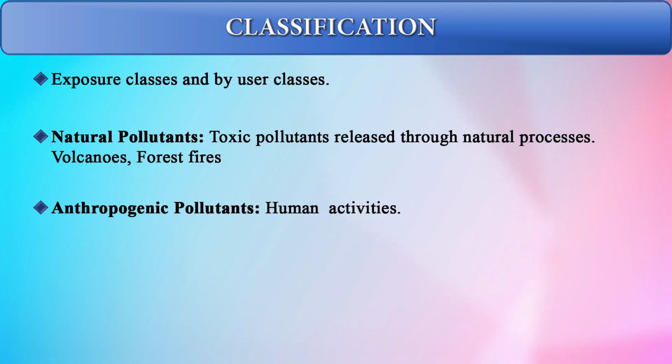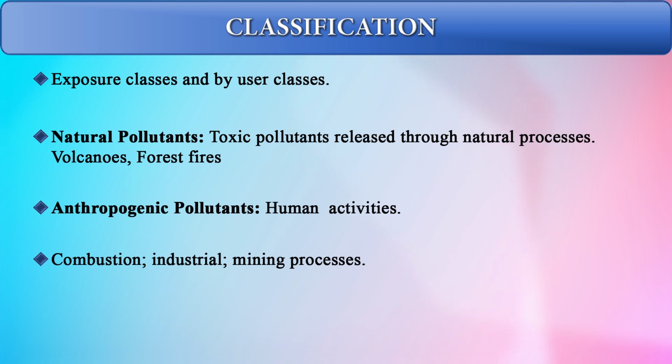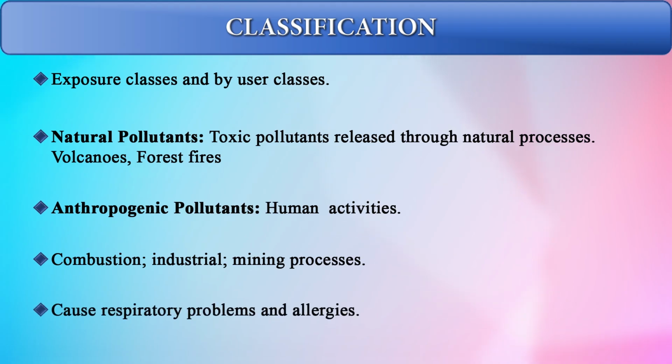Anthropogenic pollutants come from human activities. This could be from combustion activities like those in industries, or from mining processes. All of this can release chemical emissions, particulate matter, and gases like nitrogen and sulfur oxides, and they can create respiratory problems and allergies among human beings.